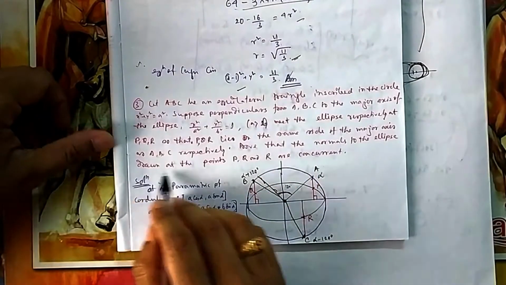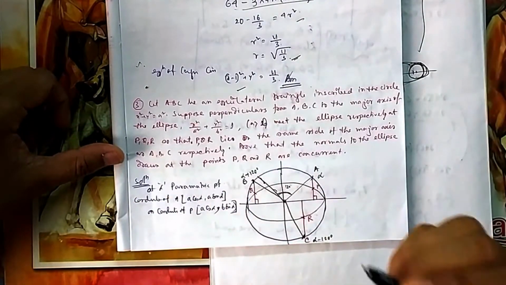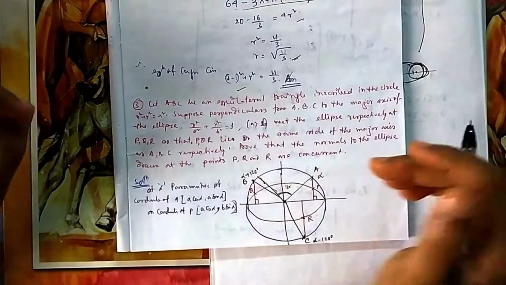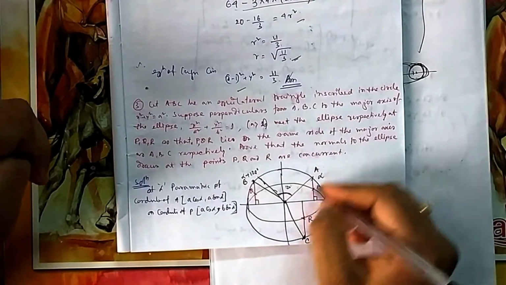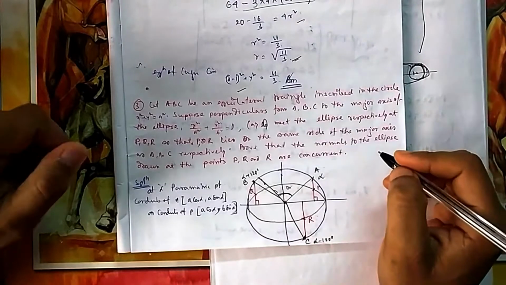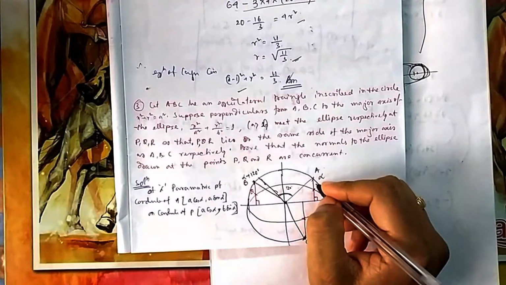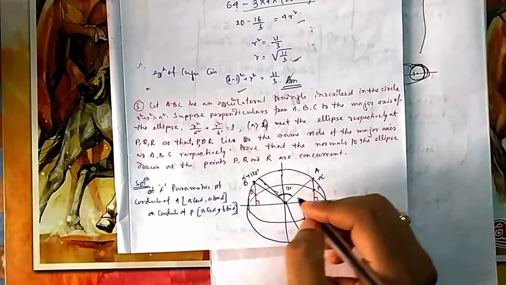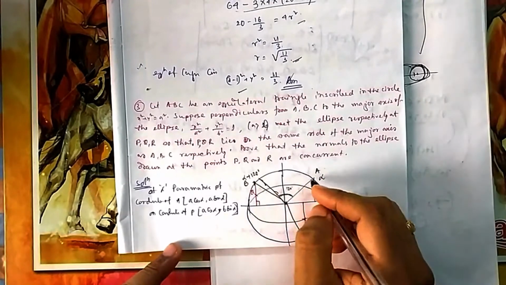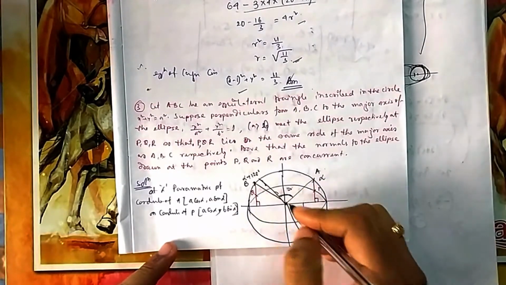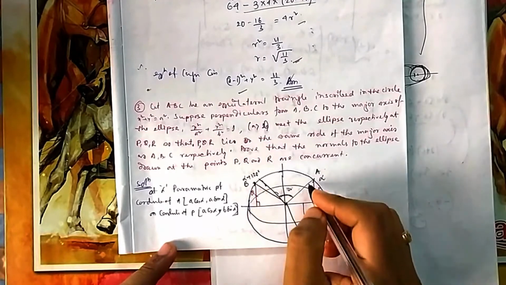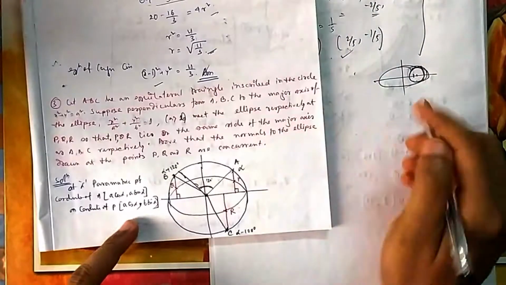Prove that the normals to the ellipse drawn at the points P, Q and R are concurrent. They should go to the same point. You have to draw the normals at these points P, Q, R. So you can find the coordinates, because it is symmetrical, you can see A, B, C form an equilateral triangle. So these points will be placed this way, because it is a circle.